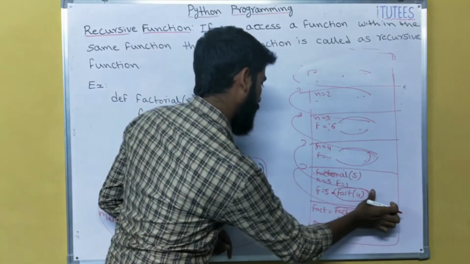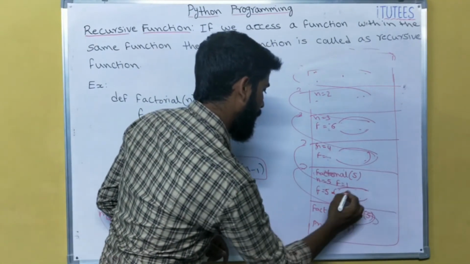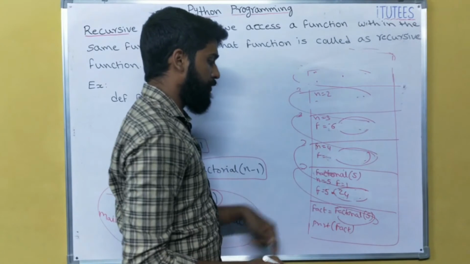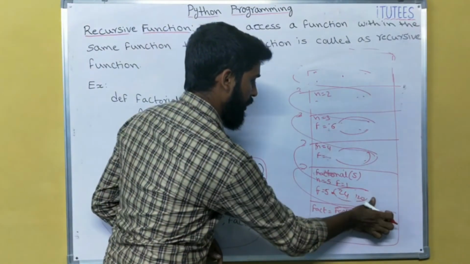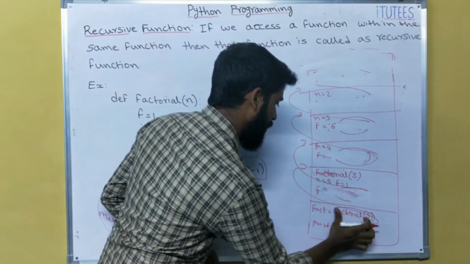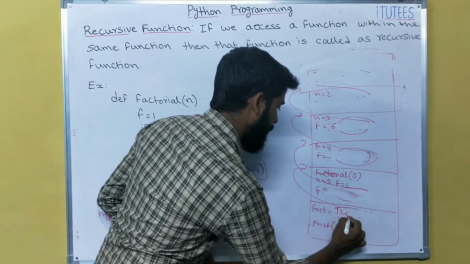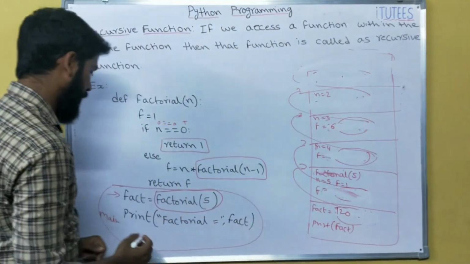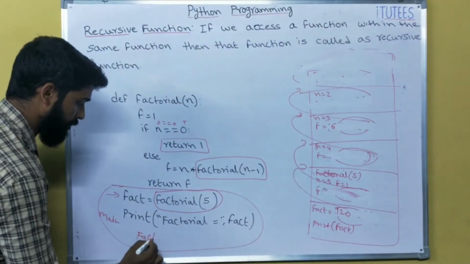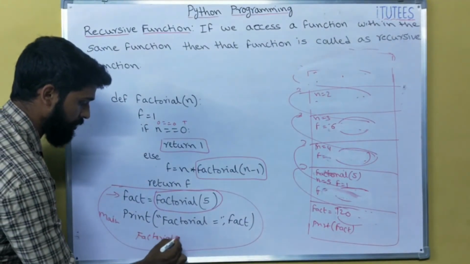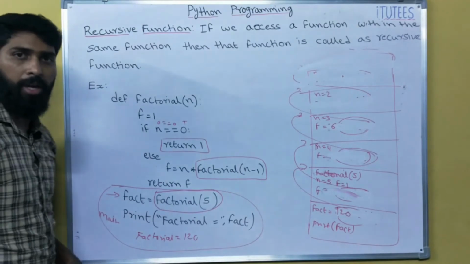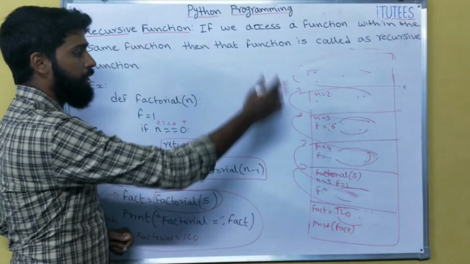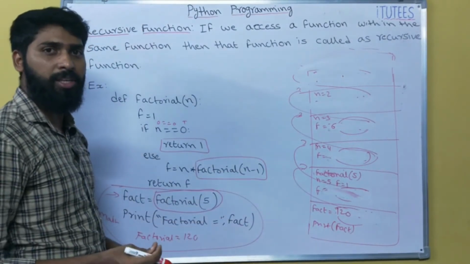That is returned to here: 24. 24 into 5 means 120. So the 120 is written to here, and fact equals 120. Print fact prints factorial equals 120. I hope you understand how the recursive function is executed.